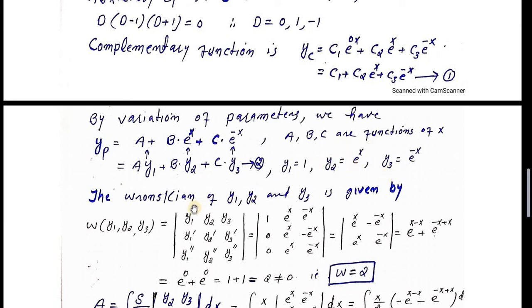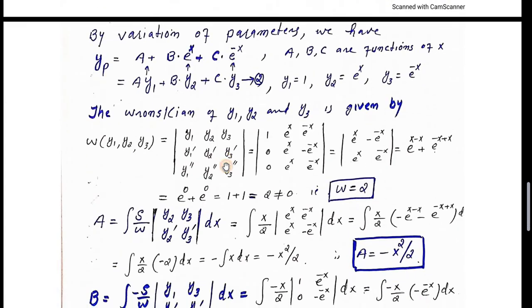Now the Wronskian of y1, y2, y3 is given by this. This is the Wronskian, putting the values, expanding by c1. This is the second order determinant, finding the value. This product will be positive, this product will be negative. e power x into e power minus x, adding exponents.